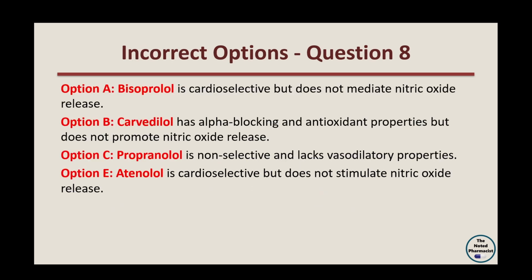Here is the explanation for incorrect options. Option A, bisoprolol is cardioselective but does not mediate nitric oxide release. Option B, carvedilol has alpha-blocking and antioxidant properties but does not promote nitric oxide release. Option C, propranolol is non-selective and lacks vasodilatory properties. Option E, atenolol is cardioselective but does not stimulate nitric oxide release.